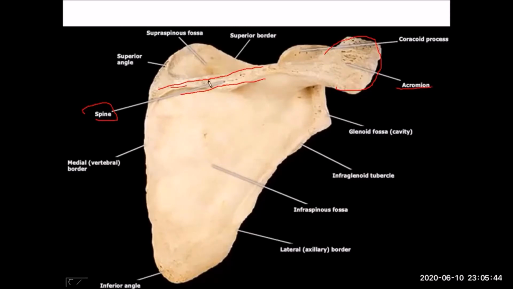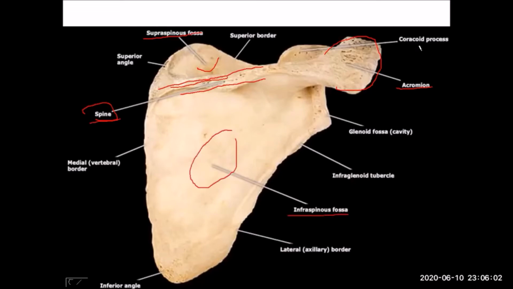So now referencing the spine, we have this depression that is superior to it, known as the supraspinous fossa, and inferior to that spine, there's the location of the infraspinous fossa.